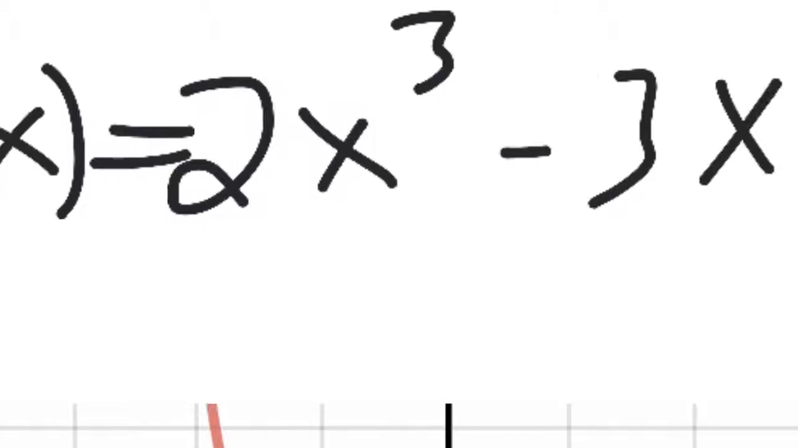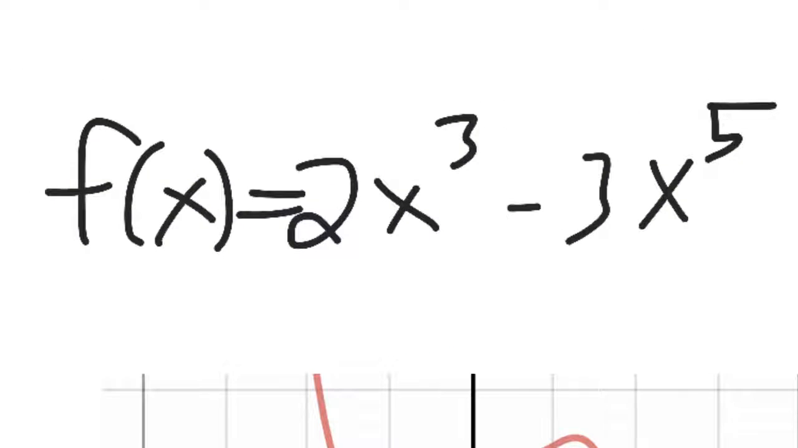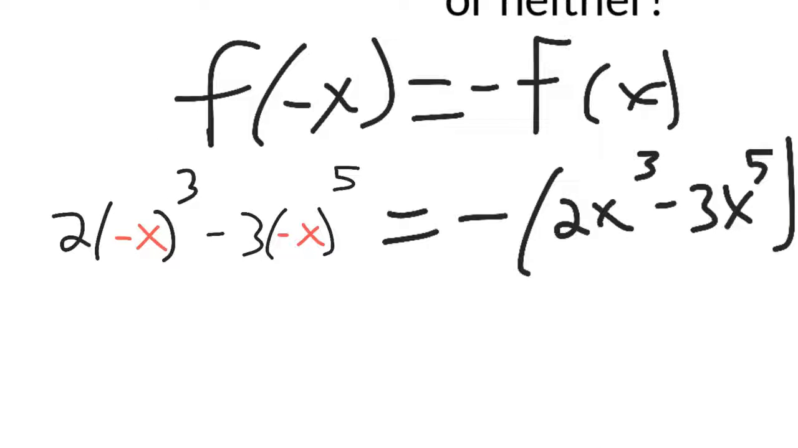So let's start. We're going to take this function and plug a negative x into it. So I've done what the definition for odd functions told me to do. I plugged in a negative x everywhere I saw an x in the function. And then I said, well, does that equal what I get if I take a negative sign of everything in the function? And let's check over here.